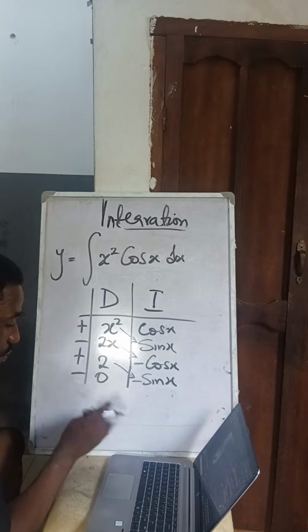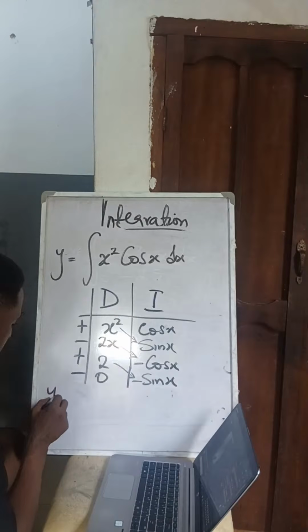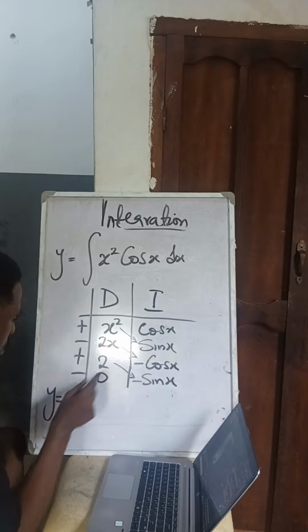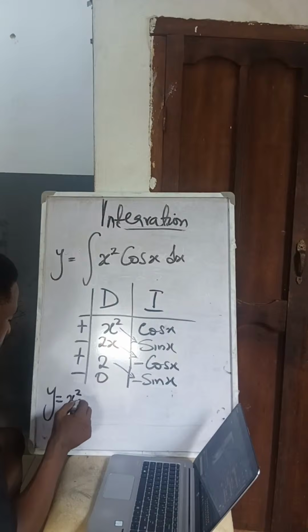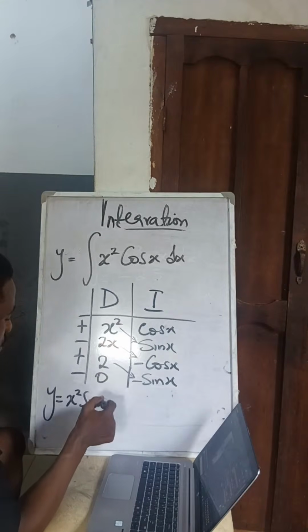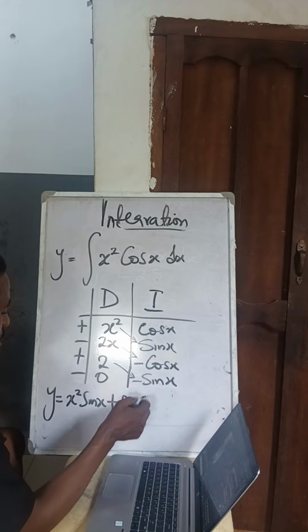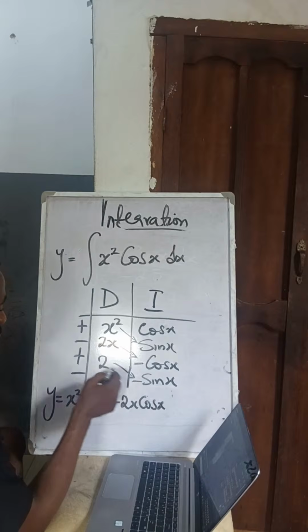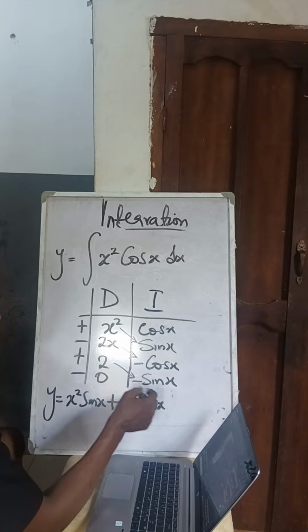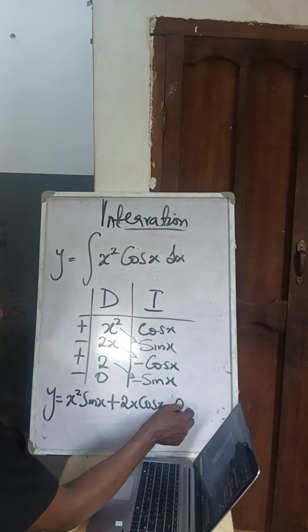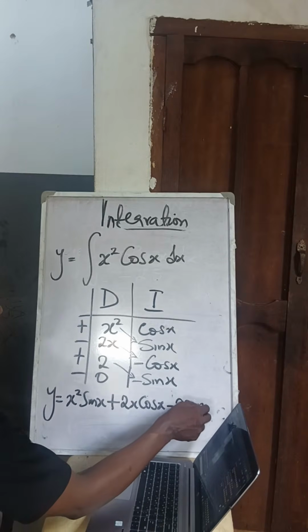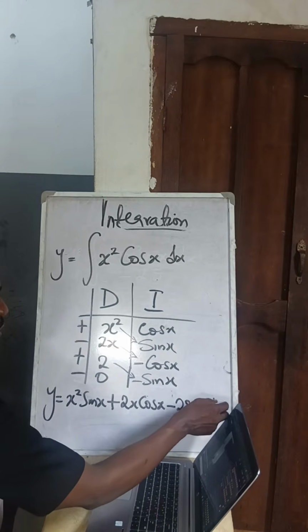So you now have y is equal to plus x squared sine x, minus times minus is plus, so 2x cos x, minus times plus is minus, minus 2 sine x plus c.